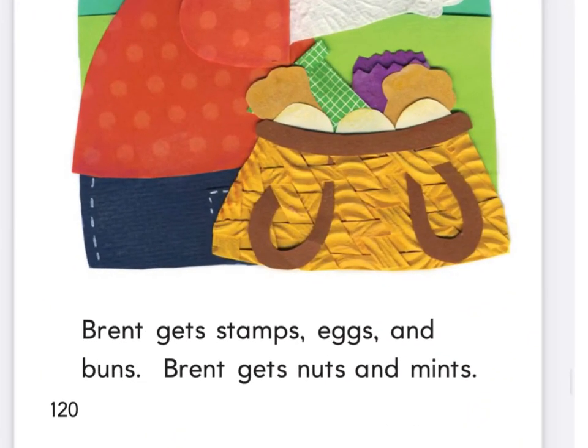Highlighter's ready. What do you see? He gets, and. Highlighter down and pencil ready. I see burr, nt. They added the ending S to our sight word get and made it gets. Here I see st, mp, and the ending S: stamps. There's an ending S on the word eggs. Ending S on the word buns.